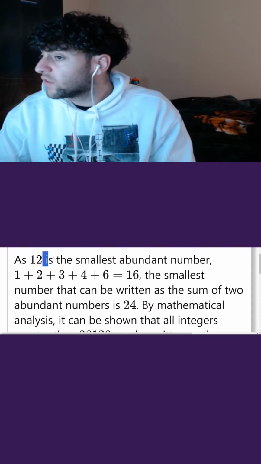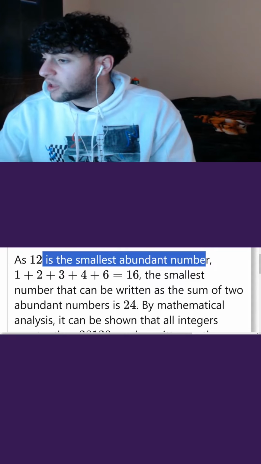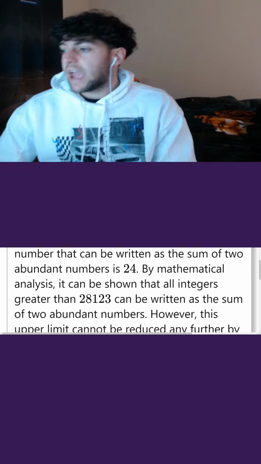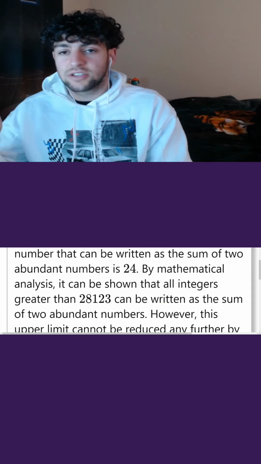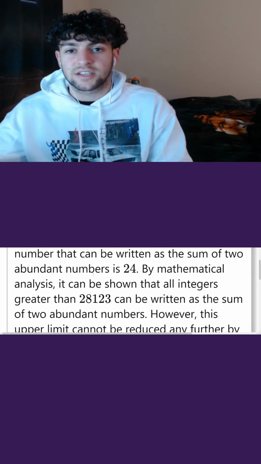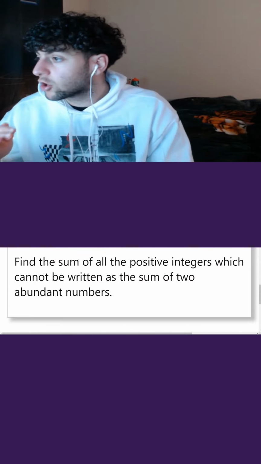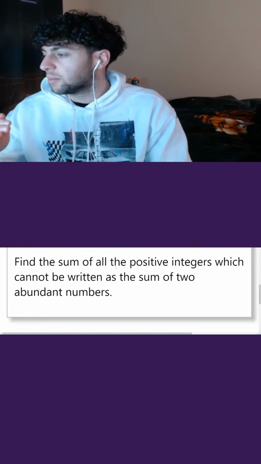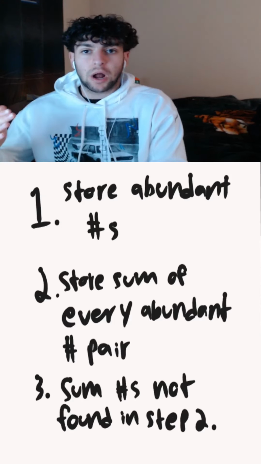Then we're told that 12 is the smallest abundant number and 24 is the smallest number that can be written as the sum of two abundant numbers. And every number greater than 28,123 can be written as the sum of two abundant numbers. And our goal is to find the sum of all the positive integers which cannot be written as the sum of two abundant numbers. So solving this problem is very simple.